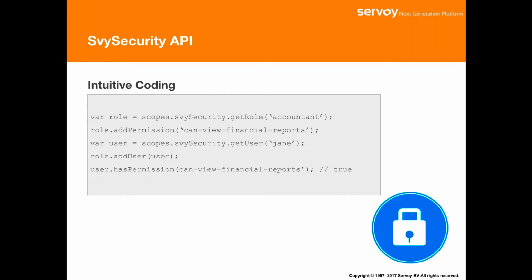The coding is fairly intuitive, object-oriented. Here's an example. I typed a bit out in the command console to show you, but you could just get a role by name, you can add a permission by name, you can get a user, you can add the user to the role, you can check if that user has permission, etc. It's quite straightforward.